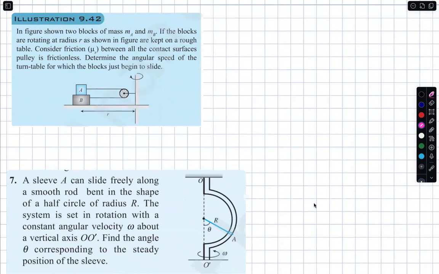Illustration 9.42. Read the question carefully. In the figure shown, 2 blocks of mass MA and MB are rotating at radius r as shown in the figure and are kept on a rough table. Consider mu s between all the contact surfaces. Determine the angular speed of the turntable for which the blocks just begin to slide.